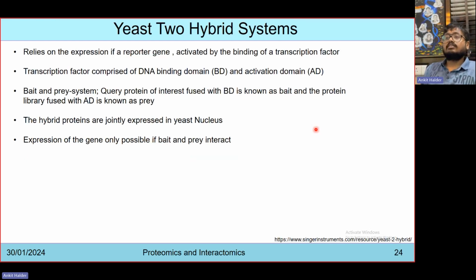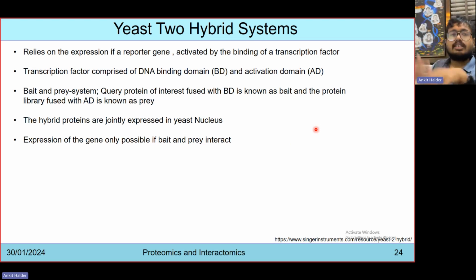Now next, we have another conventional method, the yeast two-hybrid system. It relies on the expression of a transcription factor, like a reporter gene, for example LacZ. This reporter gene gets activated by the transcription factor, and the transcription factor has two components. One is your DNA binding domain, and the other is your activation domain.